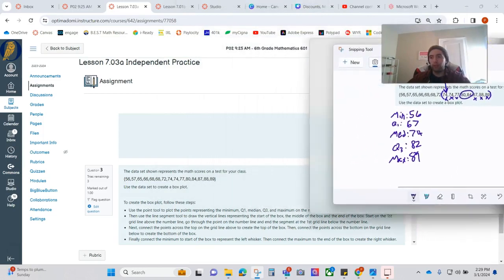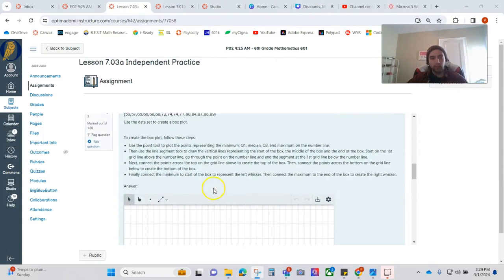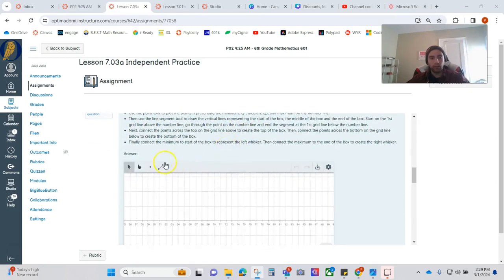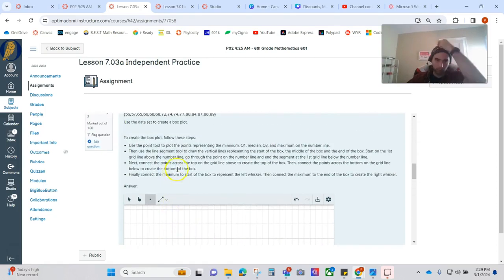All right, I'm going to move this aside. Or if I were you, you could write yours down on a piece of paper. Now let's look at these directions. To create the box plot, follow these steps. Use the point tool to plot the points representing the minimum, quartile 1, median, quartile 3, and maximum. So I will put a dot on 56. That's my minimum. Then 67. Then 74. Then 82. Then 89. My minimum, quartile 1, median, quartile 3, and max.